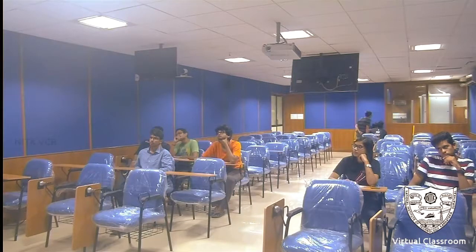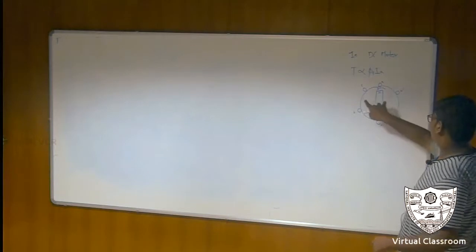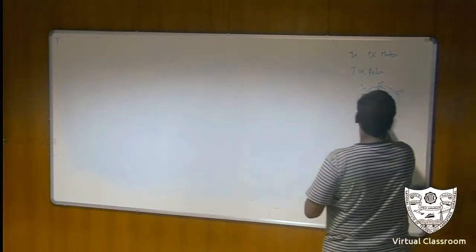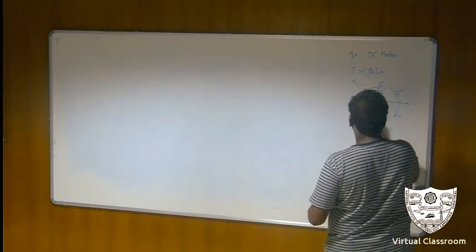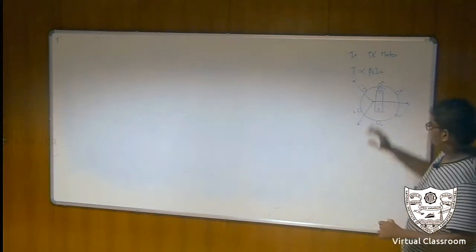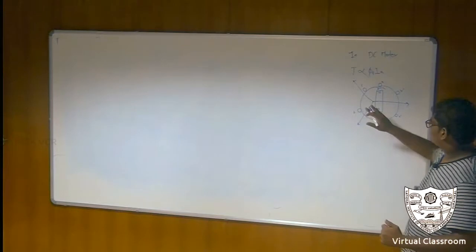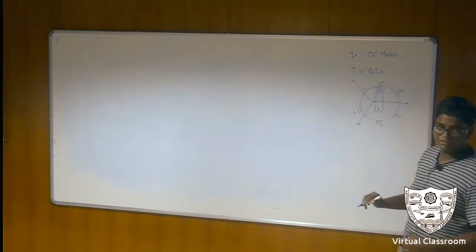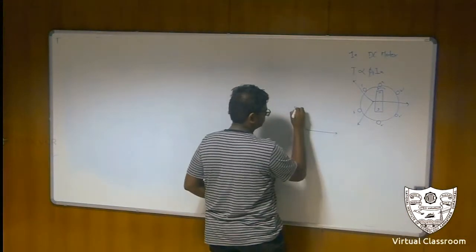PMSM, Permanent Magnet Synchronous Motor, works. You can see when I give a current through the A phase, I'll get a direction like this phase. So this is a frame of reference. We'll convert the stationary frame to a rotating frame that will rotate with this. So this is the stationary frame.